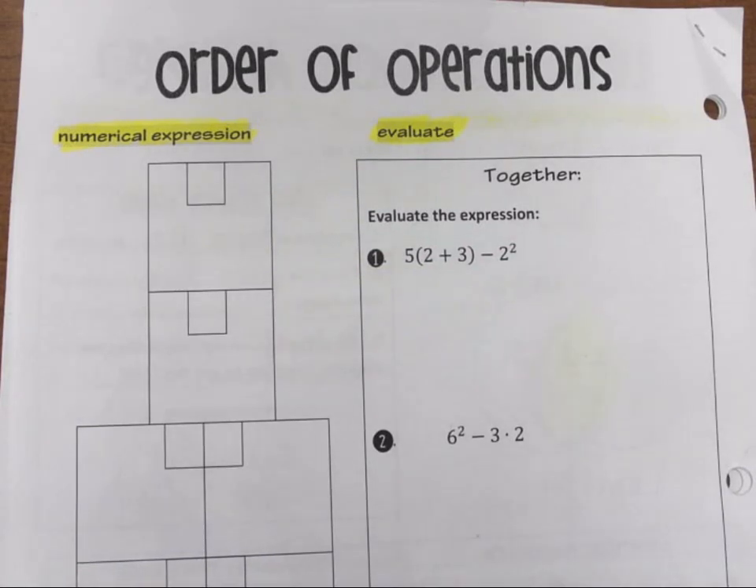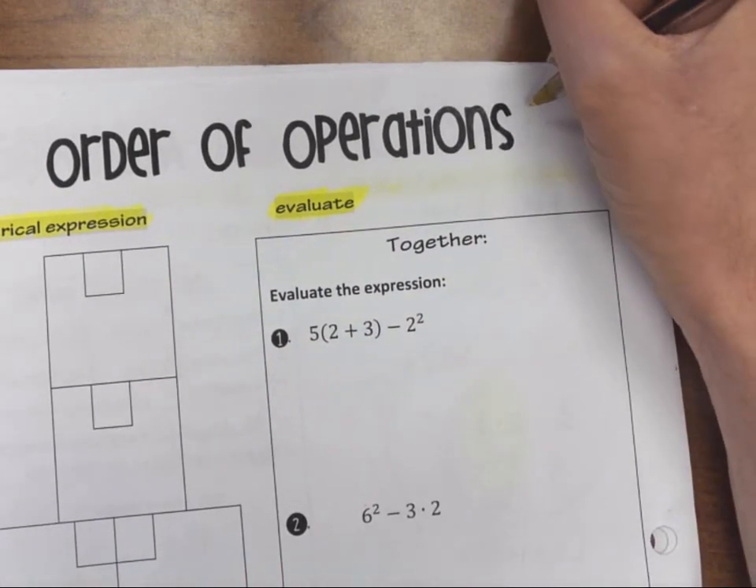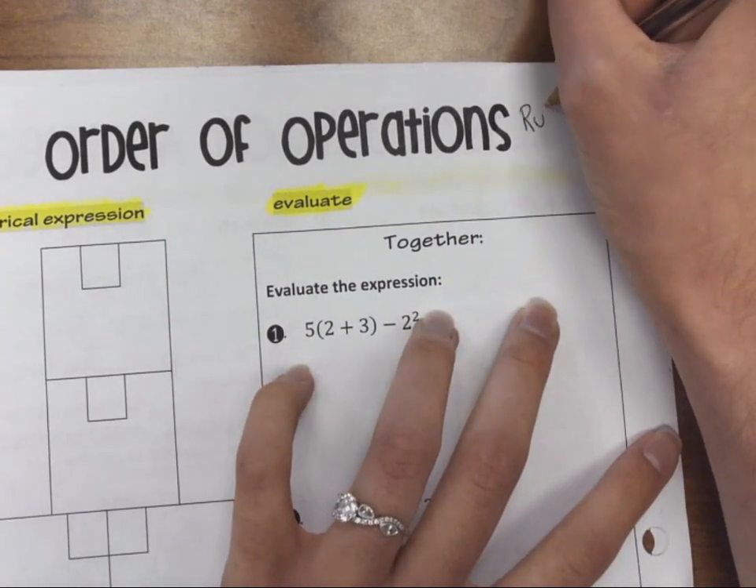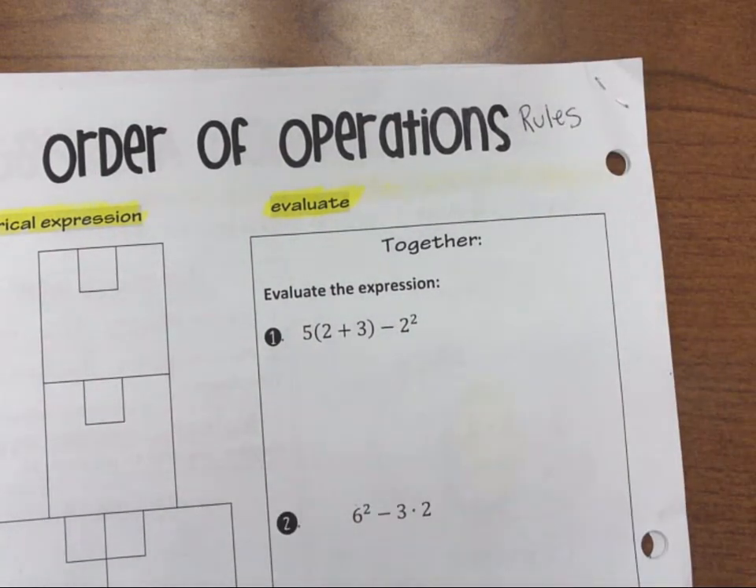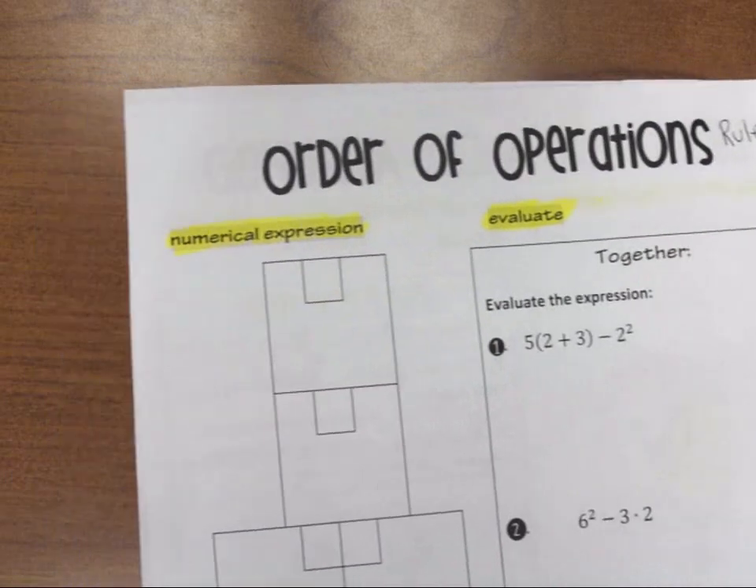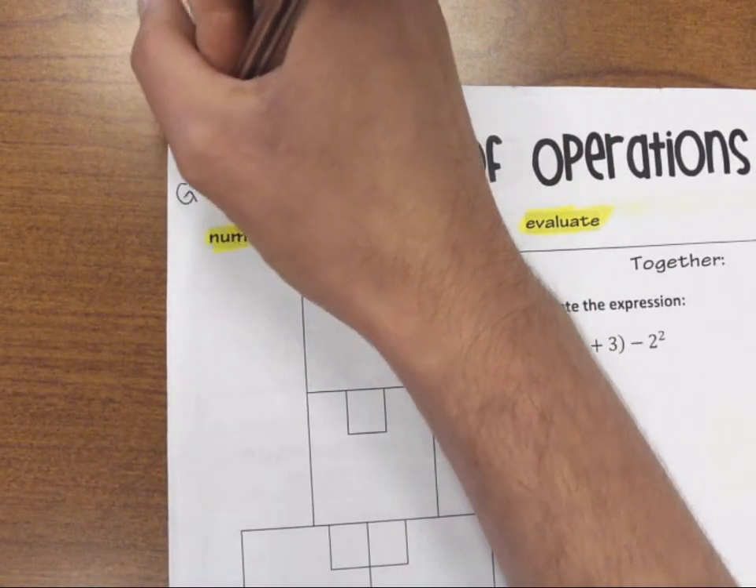Everyone, this is Mrs. Stock, and we're going to be doing order of operations. So first off, order of operations you need to know are the rules. So go ahead and write here on your paper, write rules. These are the rules for simplifying numerical expressions. So right over here, what we need to know is GEMDAS.